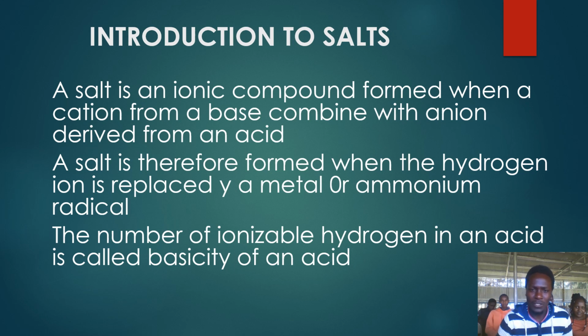So a salt is a compound formed when a cation from a base combines with an anion from an acid. A salt is therefore formed when the hydrogen ion in an acid is replaced by a metal or ammonium radical. The number of ionized hydrogen in an acid is called the basicity of an acid.